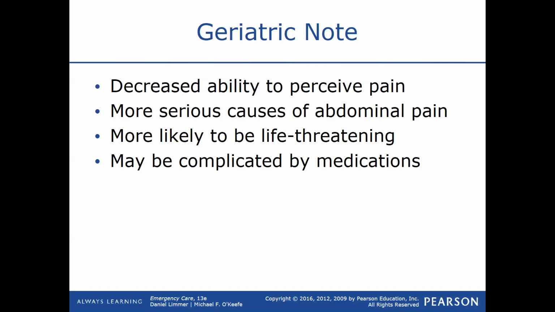More serious causes of abdominal pain. Again, for example, the abdominal aortic aneurysm that is bursting, that tearing pain. If you have a tearing pain in an elderly person, I would be concerned that it could be a life threat, like it says here, from a tear in the aorta, that's in the abdomen area.